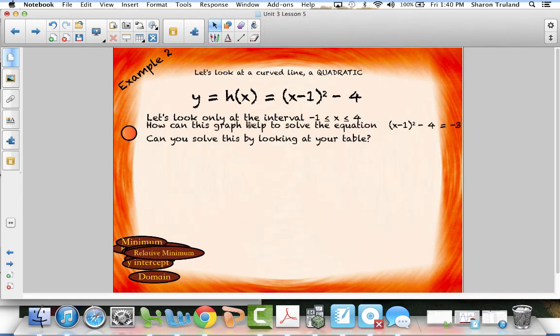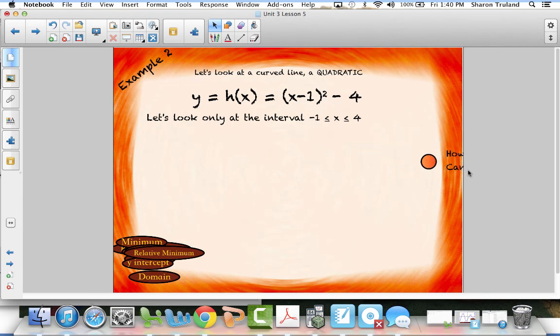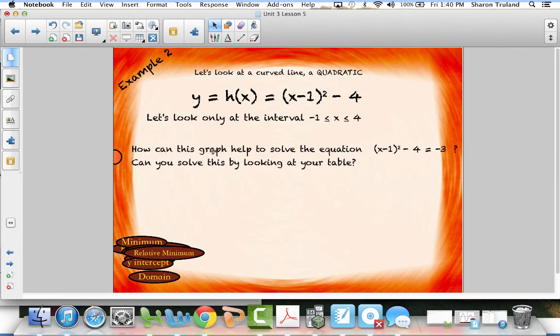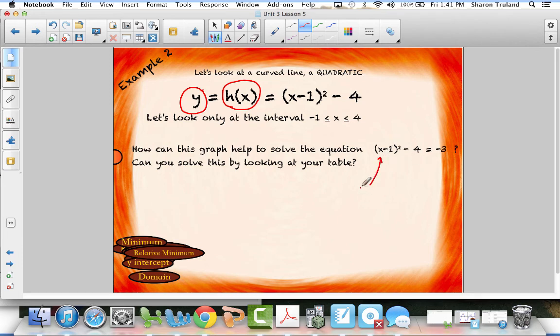All right, so you can see I cleaned up the page. And I have one more question for you. How can this graph help solve the equation (x - 1) quantity squared minus 4 equals -3? So we're really, truly trying to see, do you really understand that this is fancy talk for y? Here we don't know what the x is.